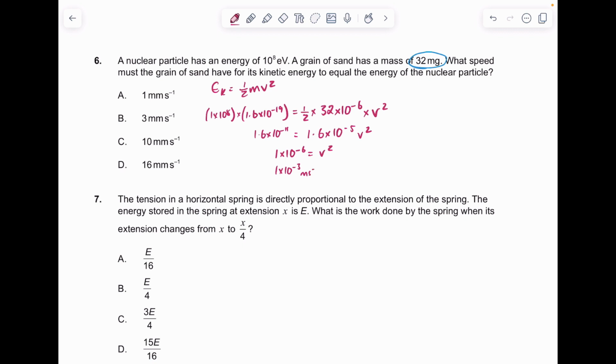meters per second equals v, and 10 to the minus 3 is milli, so that is 1 millimeter per second. So the answer is A.